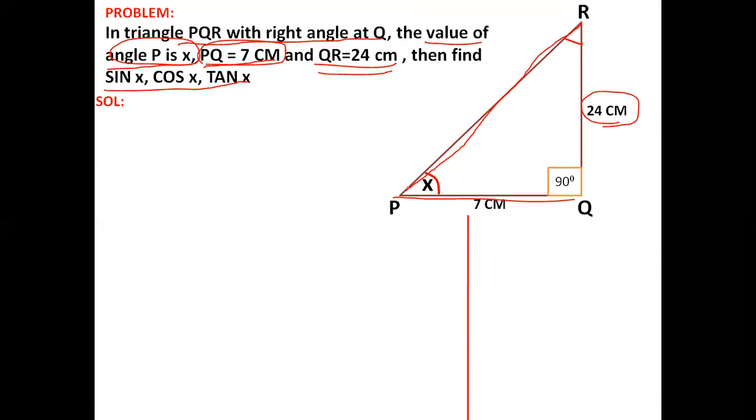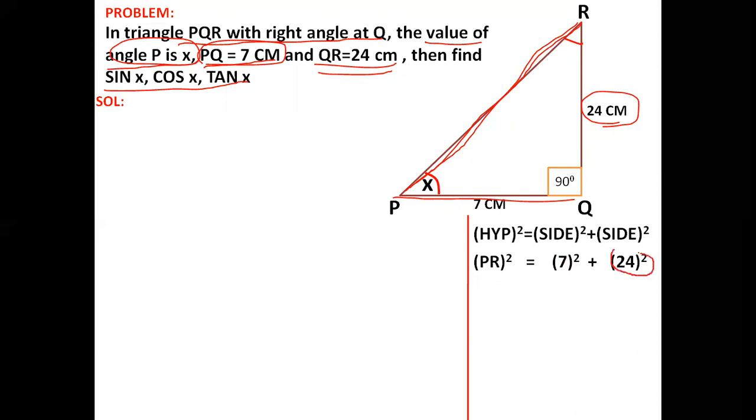So how can we find it? By using the Pythagoras rule. What does Pythagoras say? Square of hypotenuse is equal to sum of squares of the remaining two sides. Here PR is the hypotenuse. So PR square is equal to 7 square plus 24 square. 7 square means 49.